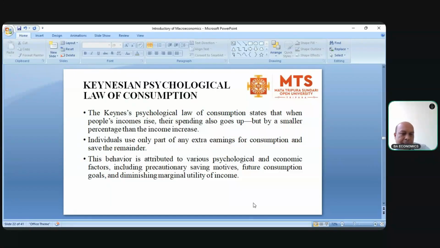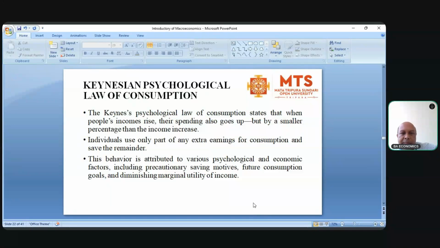I give one simple example like this. Suppose the income of any person increases 10%, but Keynes thinks that consumption basically does not increase 10%, because this is the tendency of people to save money. So if income increases at the rate of 10%, we hope that consumption will increase less than 10%. Suppose consumption increases at a 5% rate. So this gap will be converted into savings. This is known as the Keynesian psychological law of consumption.